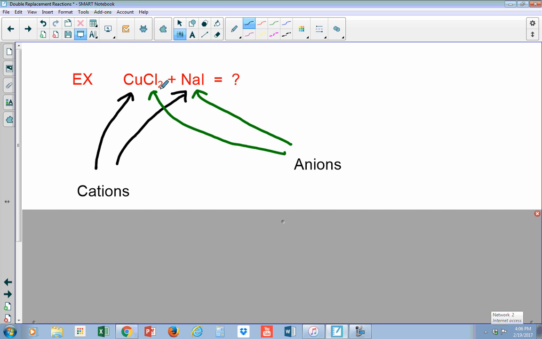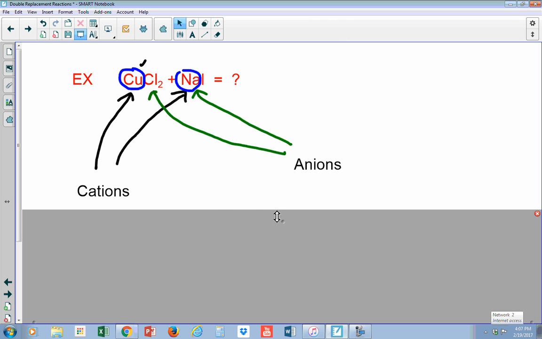So how about this one here? This is copper chloride, and it's going to be mixed with sodium iodide, and we want to know what we're going to get. So first of all, let's decide what the anions and the cations are. The cations are going to be copper and sodium. Remember, we always look for the capital letters there. I've written it down with black arrows here. And the anions are going to be chlorine and iodine.